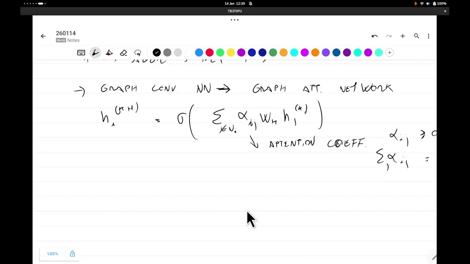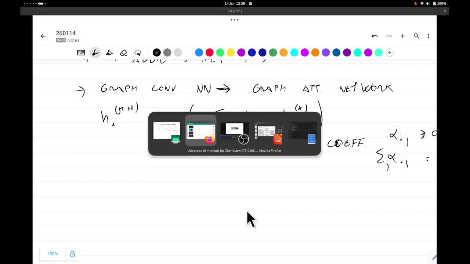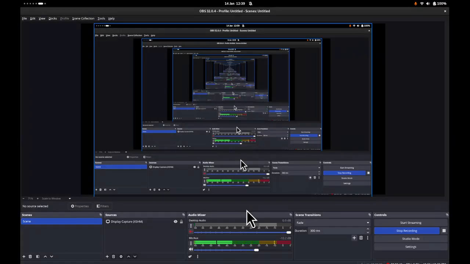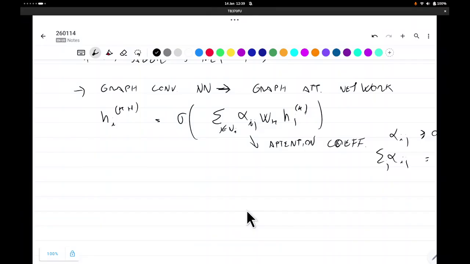Okay, so what time is it? Let me go to representations.